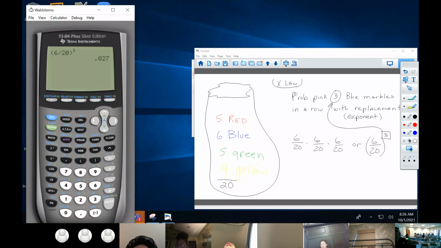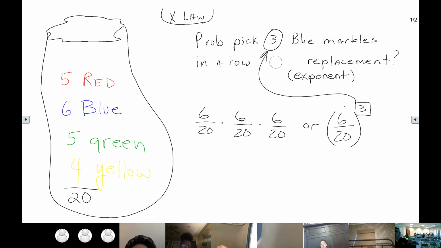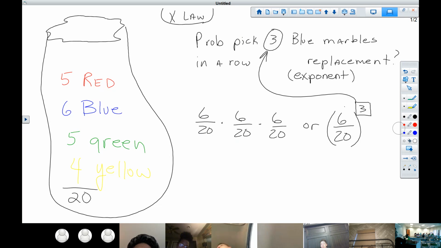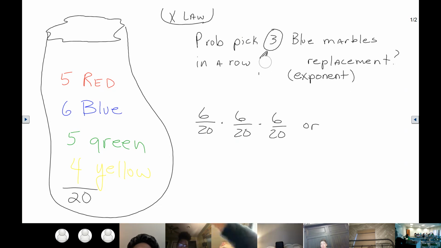Okay, now I'm going to change one word. Somebody tell me what word I'm going to change. With. So I'm going to take out with, and I'm going to put without. I'm going to erase this. Y'all go ahead and rewrite the question and put without.